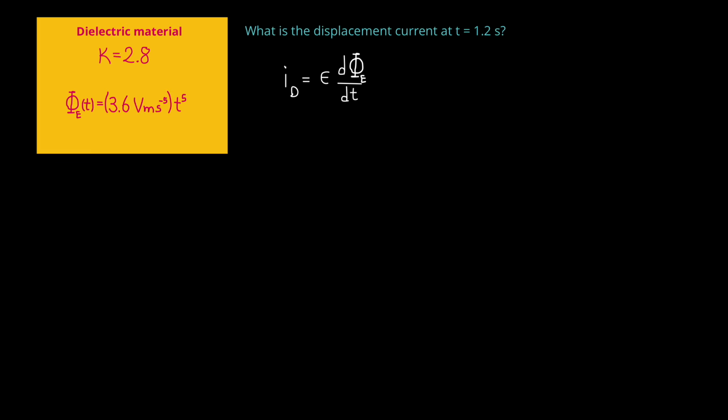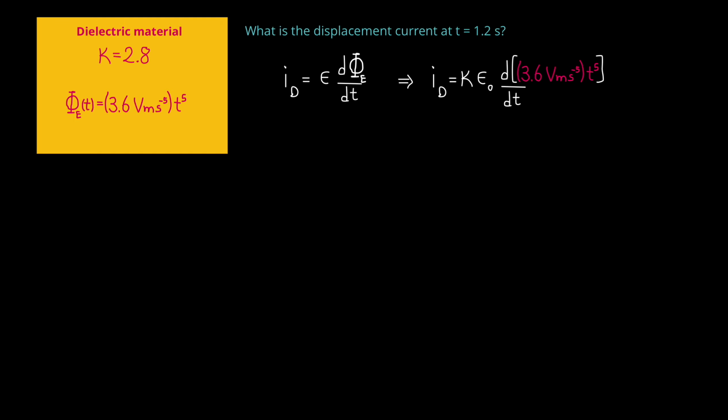Displacement current is equal to the product of the permittivity of the dielectric material and the time rate of change of the electric flux. The permittivity of the dielectric material is equal to the dielectric constant K times the vacuum permittivity, which is epsilon 0. That's a physical constant. And we multiply that by the time derivative of the function that represents the electric flux. Here's what we get when we make those substitutions.